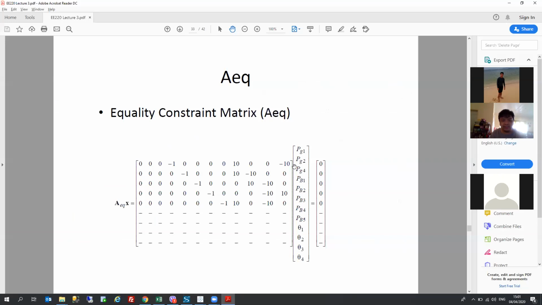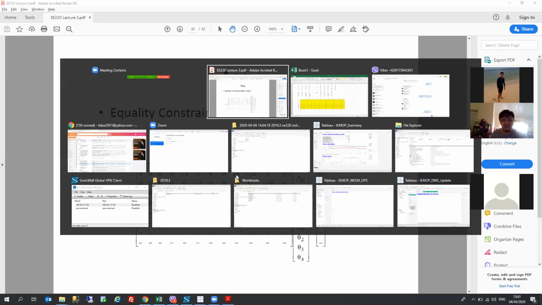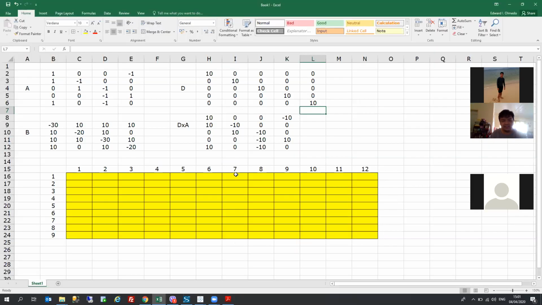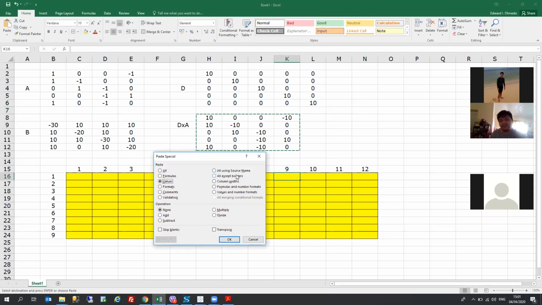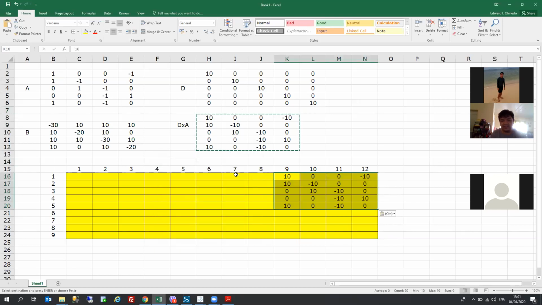Ito pa naman. So sabi, sa rightmost na 5 rows and 4 columns, doon natin ilagay yung D times A. So ito. Yung D times A, ilagay natin sa rightmost 4 columns at 5 rows. Ayan, dito. Okay? Kuha. Next.